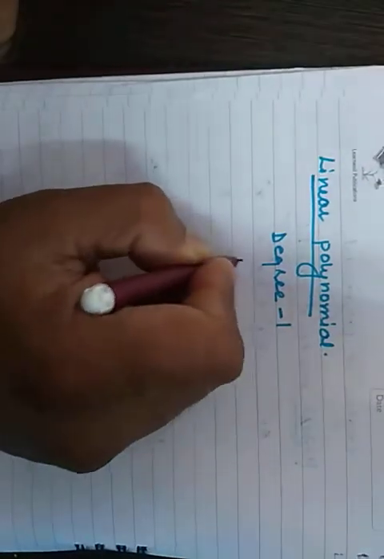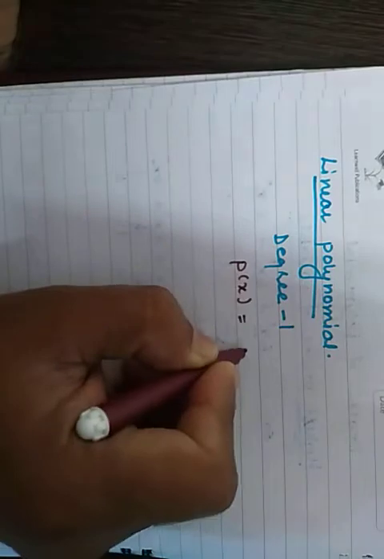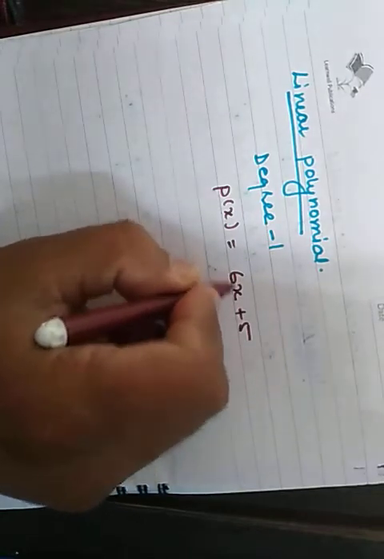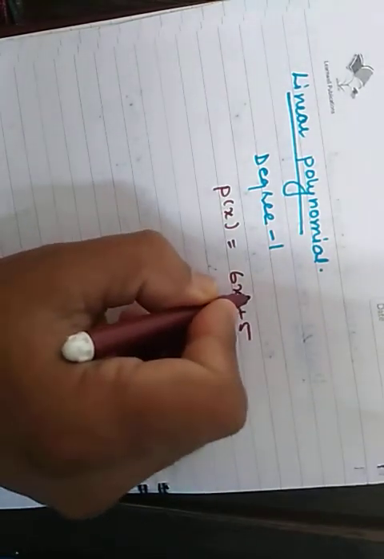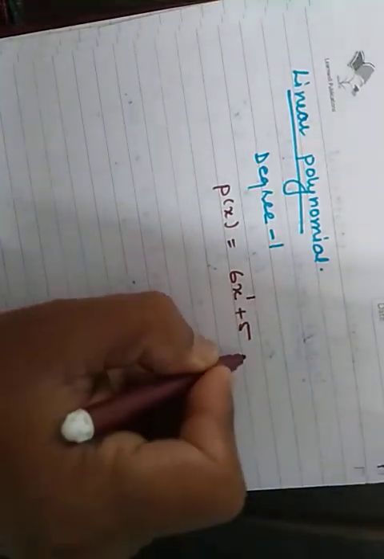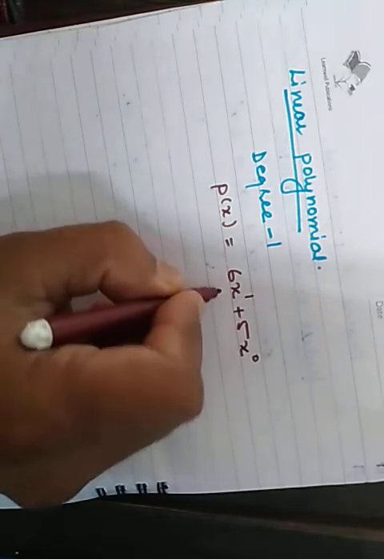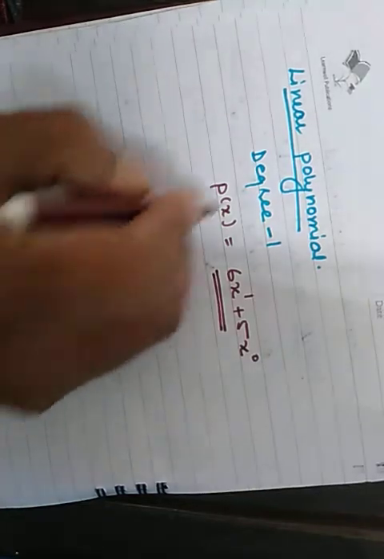For example, if I write a polynomial p(x) equals 6x plus 5. Here the degree of this polynomial, as x has a power of 1 and 5 comes with the variable x to the power 0, so its degree is 1. So this kind of polynomial is called a linear polynomial.